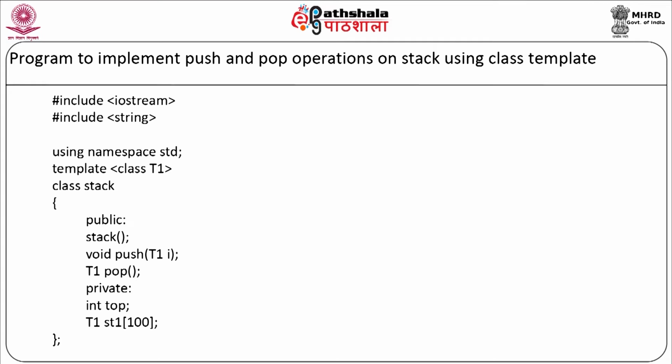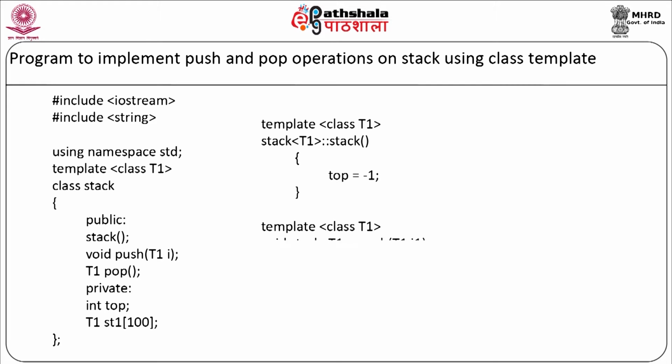Now we are going to declare the member functions as template <class T1> stack<T1>::stack(), which is a constructor, top is equal to -1 and end of the constructor. Next will be template <class T1> void stack<T1>::push(T1 i1). This will be a push member function of the class.